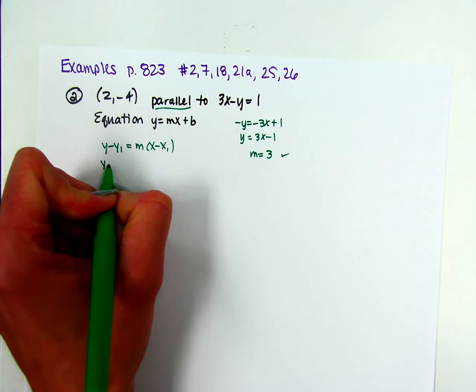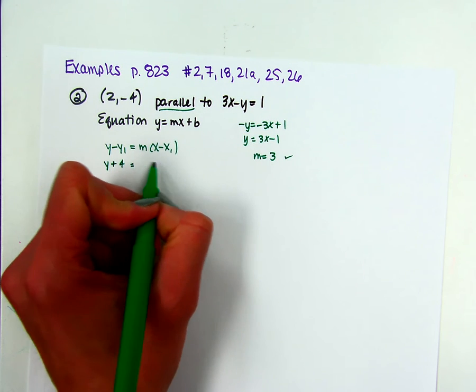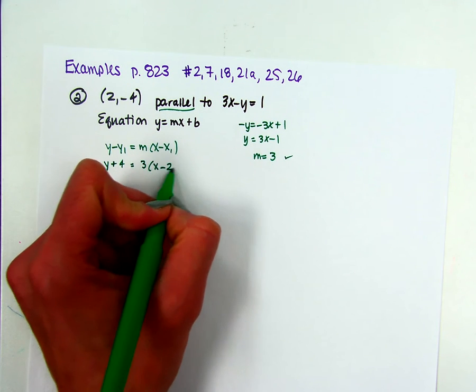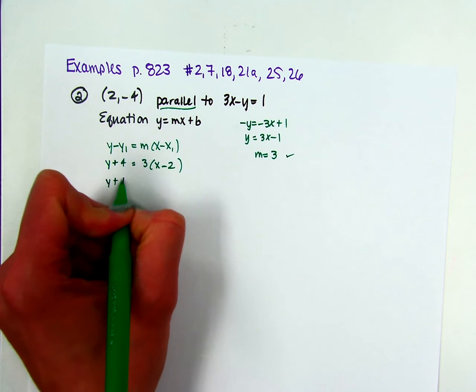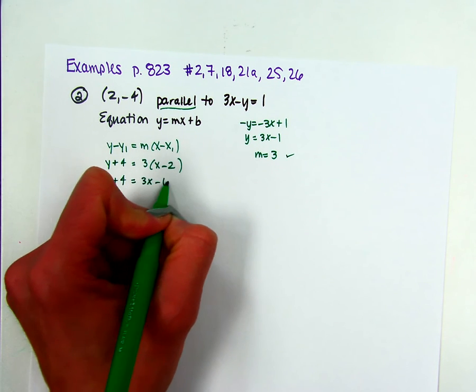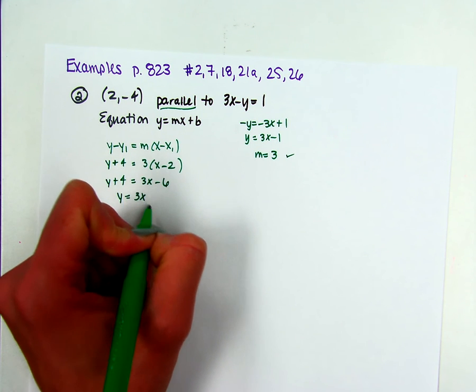And I'm going to do y plus 4 because I'm going to do y minus -4. And my slope is 3, and I've got x minus 2. All right, so if I solve for y equals, then my final answer is y equals 3x minus 10.